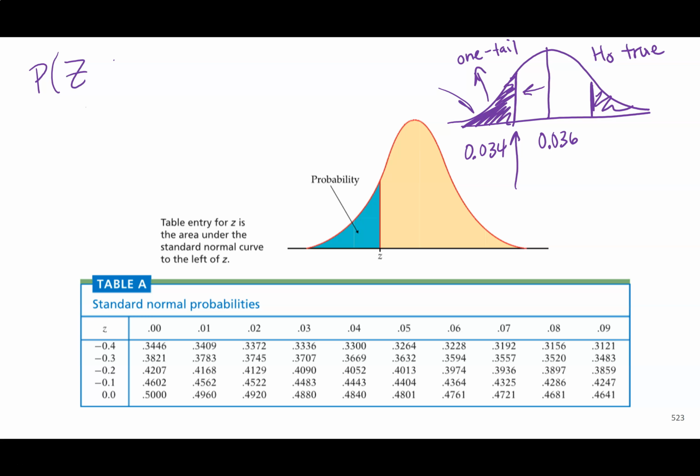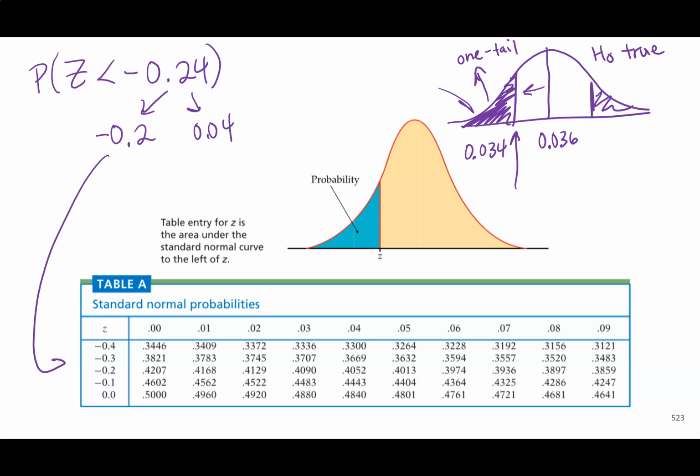So the probability that z is less than negative 0.24. I'm going to break it up into negative 0.2 and 0.04. This tells me which row to go to, 0.02. This tells me the column, 0.04. So I get 0.405052.